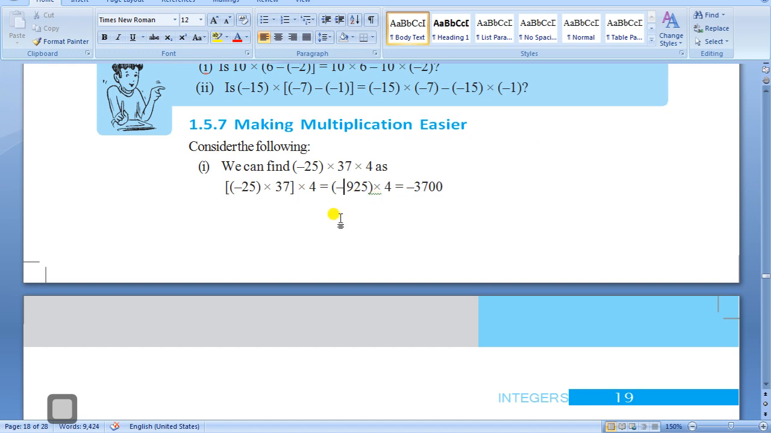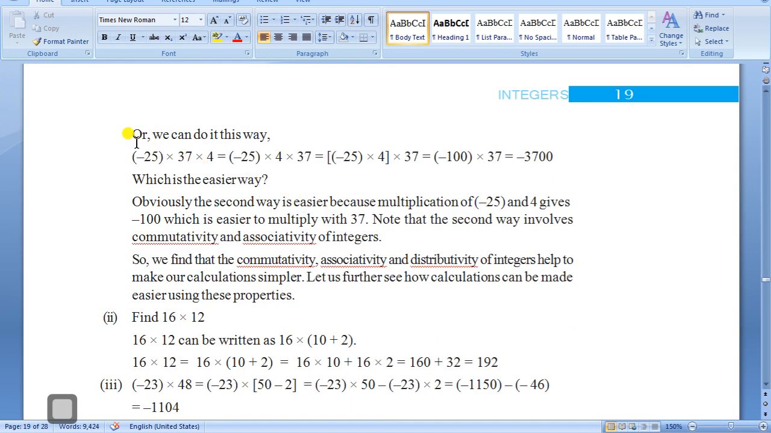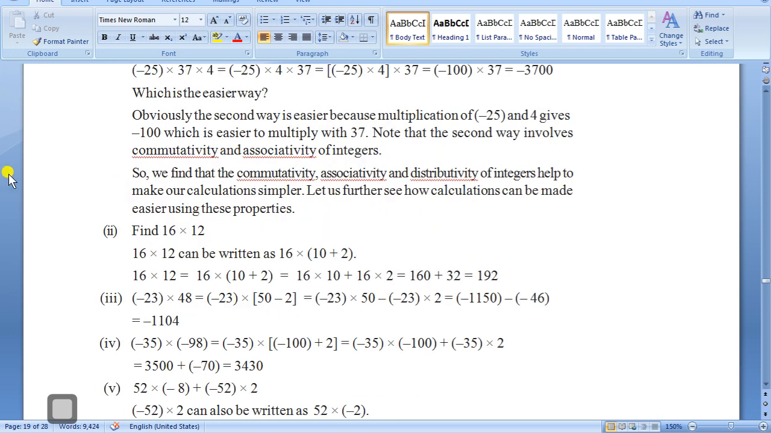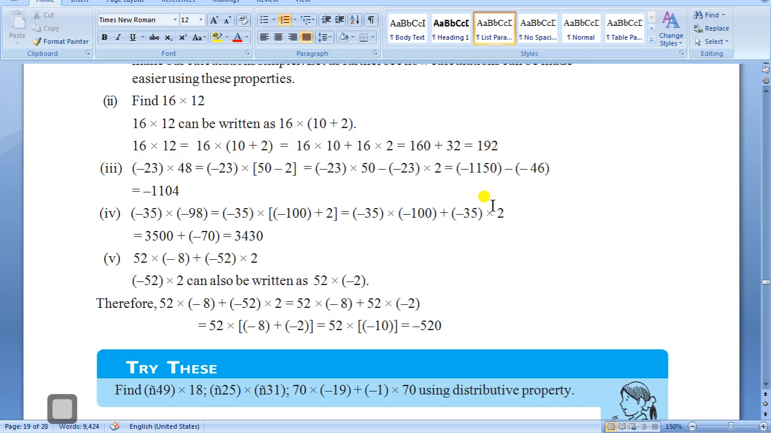And the next one is making multiplication easier. Consider the following. We can find minus 25 into 37 into 4 as minus 25 into 37, into 4, or minus 925 into 4 is minus 3700. Or can I do this in this way? That is minus 25 into 4, into 37, that is minus 100 into 37, that is minus 3700, right? Obviously the second way is easier because the multiplication of minus 25 and 4 gives minus 100, which is easier to multiply with 37. Note that the second way involves commutativity and associativity of integers. So we find that commutativity, associativity and distributivity of integers help to make our calculations simpler.